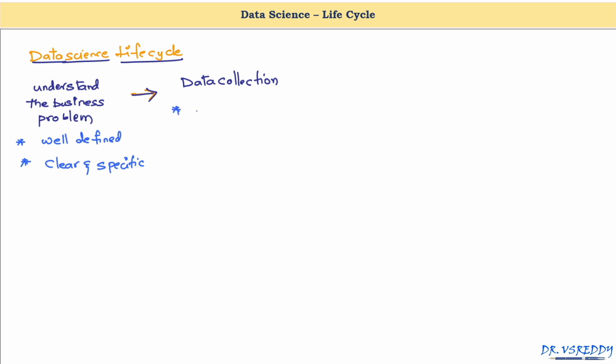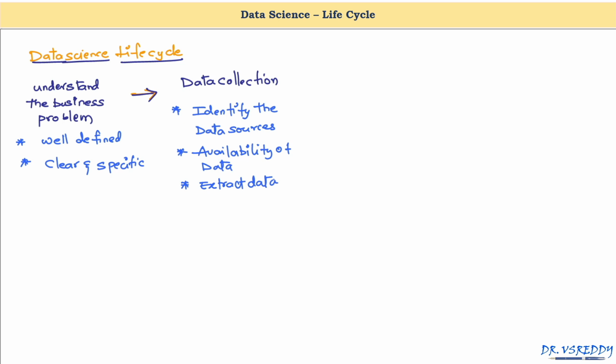After understanding the business problem clearly, the data scientist finds the availability of data, maybe quantitative or qualitative data, and also identifies the various data sources and extracts the data from those sources.